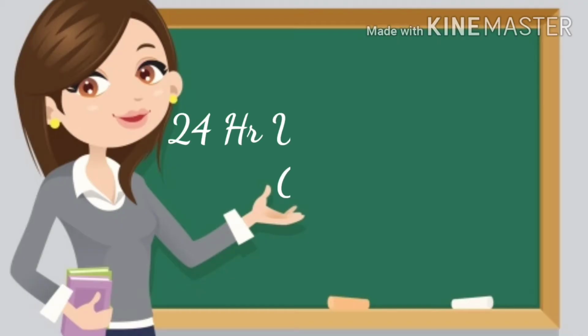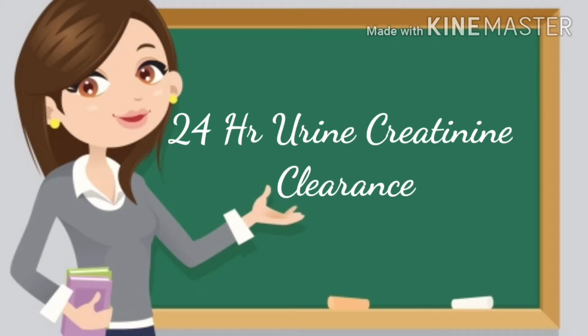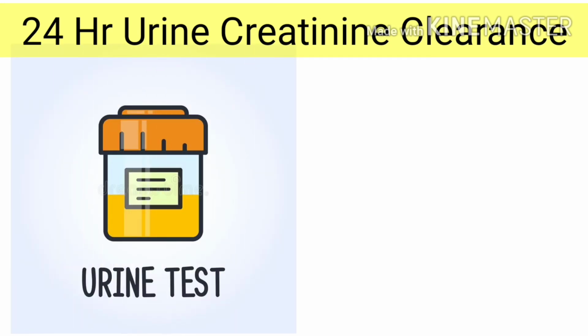Next comes the urine creatinine clearance test. Previously I told about the serum creatinine. In this test, we will analyze the urine creatinine clearance. That is, how much creatinine is present in the urine. For this, 24-hour urine sample should be collected.